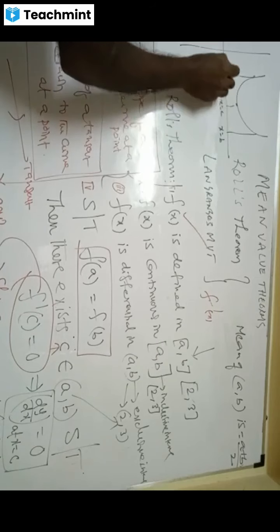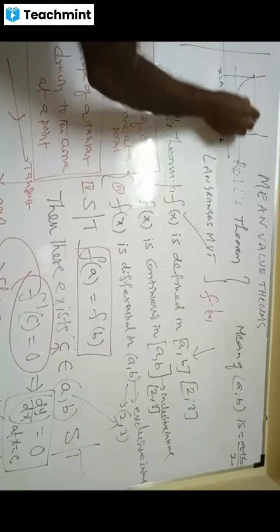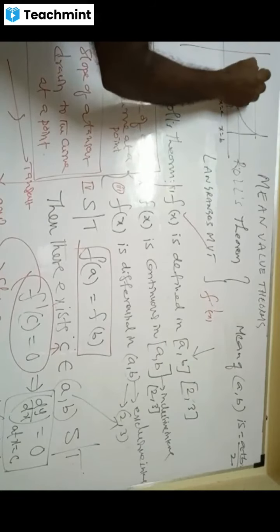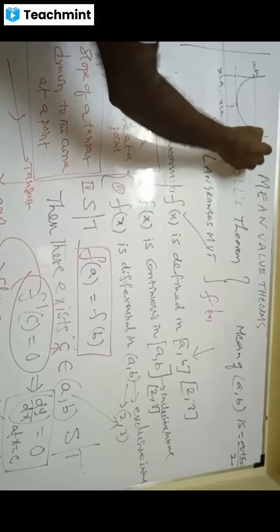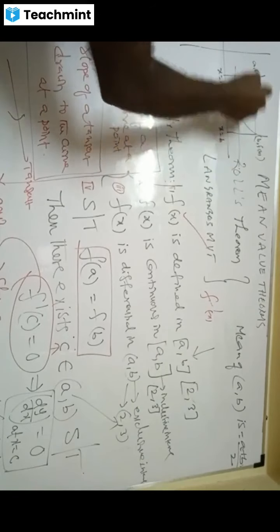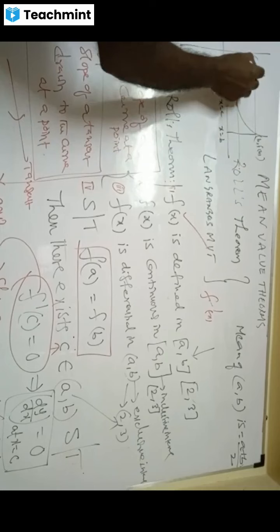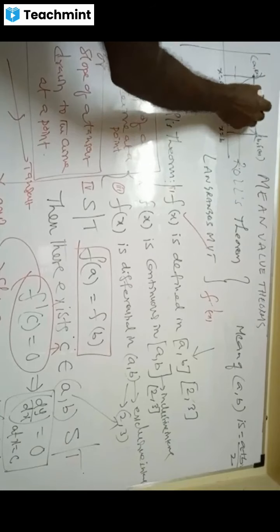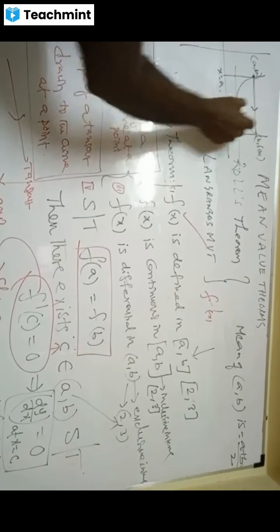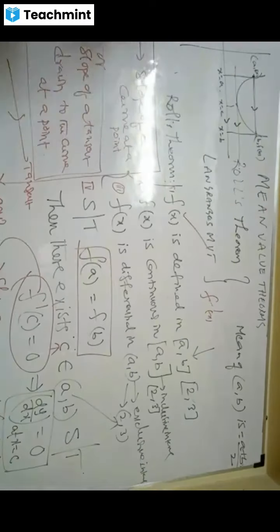At C, you draw a tangent. AB, this is called A, f of A, and B, f of B. When you join the points, you get a chord. The chord, the tangent, and the x-axis are all parallel. That is the message conveyed through Rolle's theorem. There will be at least one point in the interval.